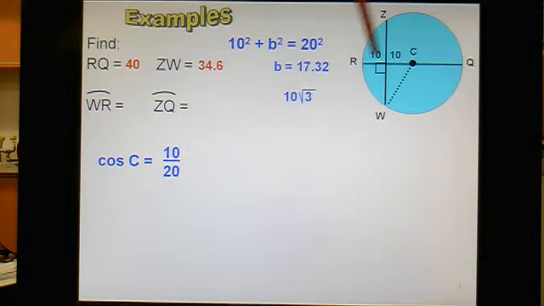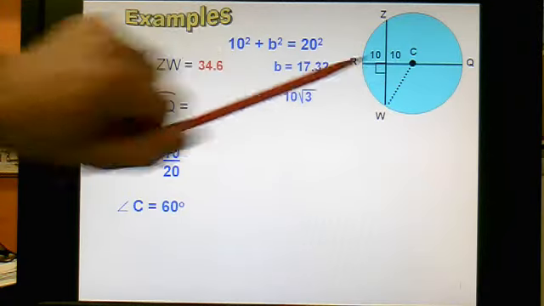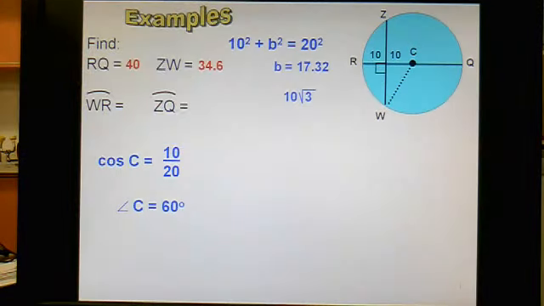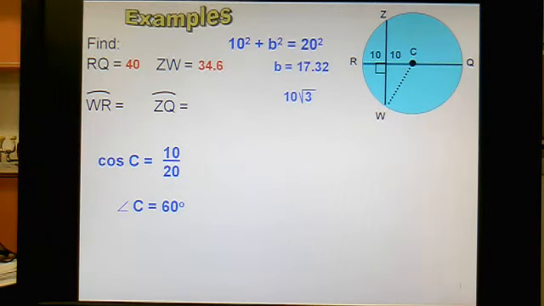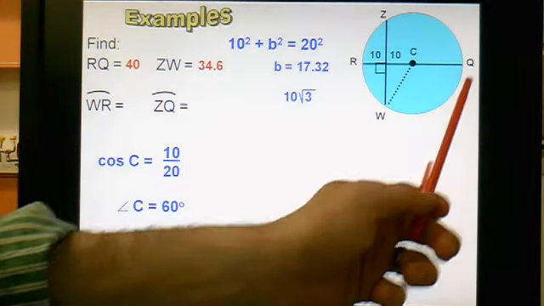In other words, what's the cosine inverse of 1/2, or 0.5? And of course, those special triangle ratios come up. It's a 60-degree angle. So we still haven't gotten to arcs, but we got to a central angle. If that's 60, WR has got to be 60. And if this is 60, you know that this whole thing here would be 120. You know that if this is 60, you can find that piece.